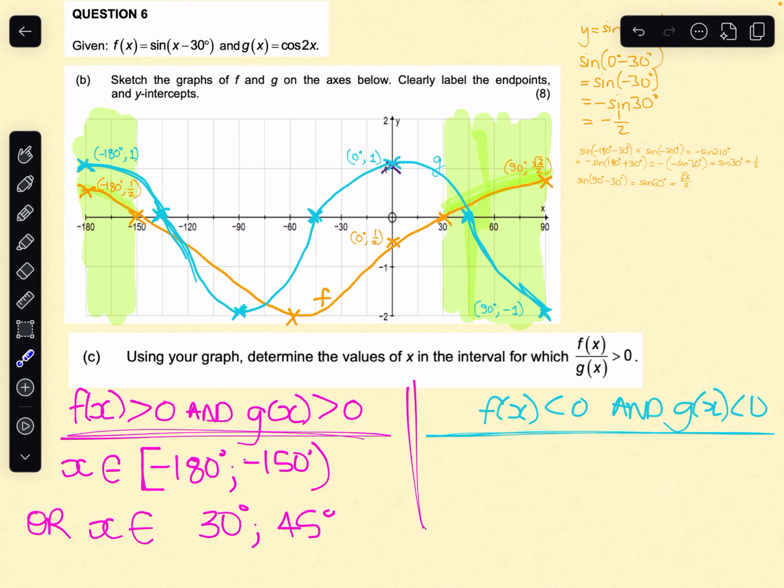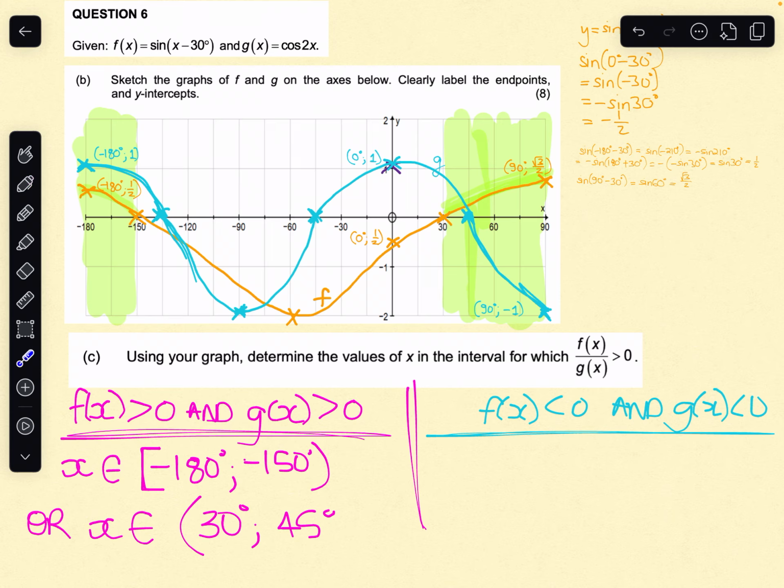Okay, let's think about 30. When x is equal to 30, the value of the function f is 0, right? It's on the x-axis, so the y coordinate here is 0. The y coordinate here for g is something bigger than 0. So the division would be 0 divided by some number bigger than 0, which equals 0. Then this quotient would not be greater than 0. It would be equal to 0. So 30, for a similar reason to minus 150, also does not qualify.